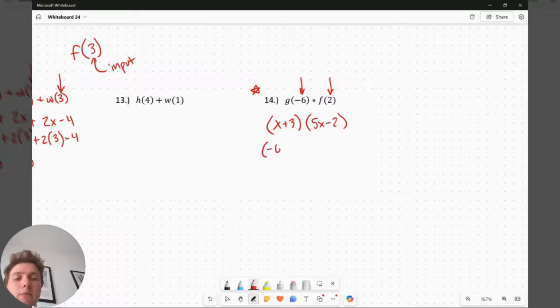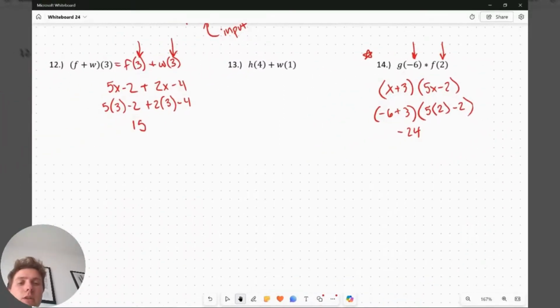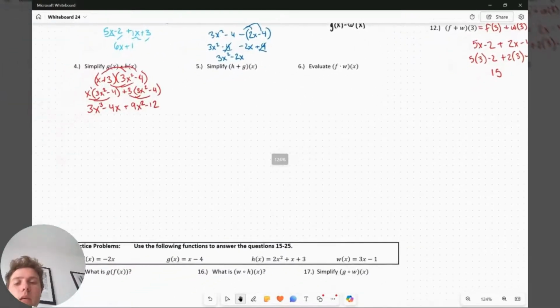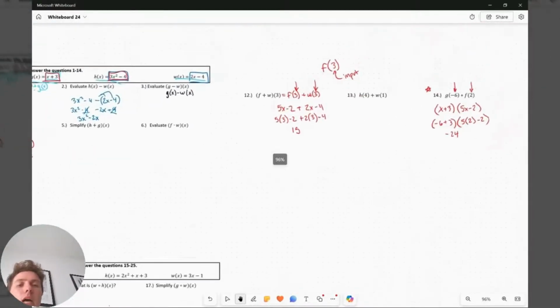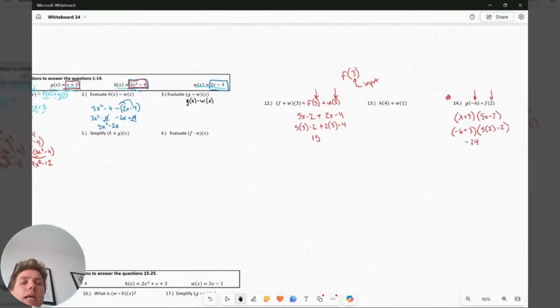That means that we can now plug in the negative 6 to the g equation. That means the x changes to negative 6. The second equation, we're evaluating or plugging in a value of 2. Notice the x changes for that one as well. From there, you could type that into Desmos, simplify it, whatever you need to do. This one comes out to a value of negative 24 if you were to multiply all of that together. Again, you can just use your calculator. So there's some examples of adding, subtracting, multiplying, and evaluating.